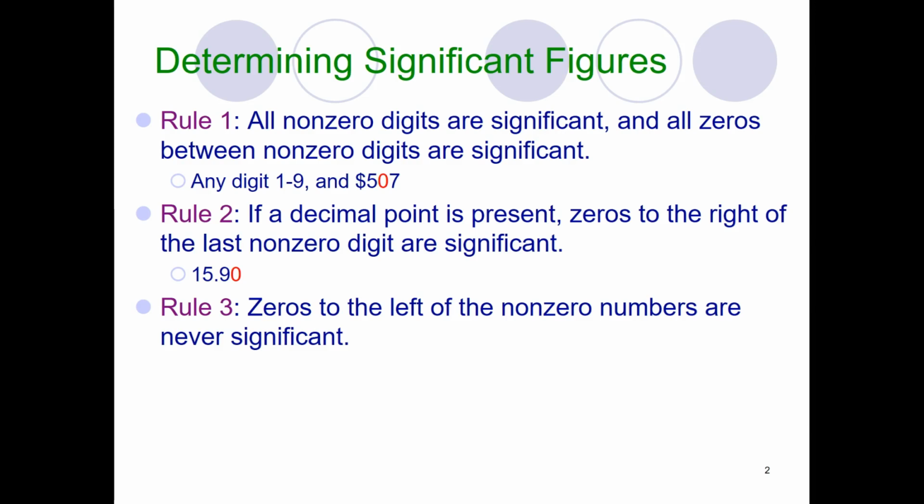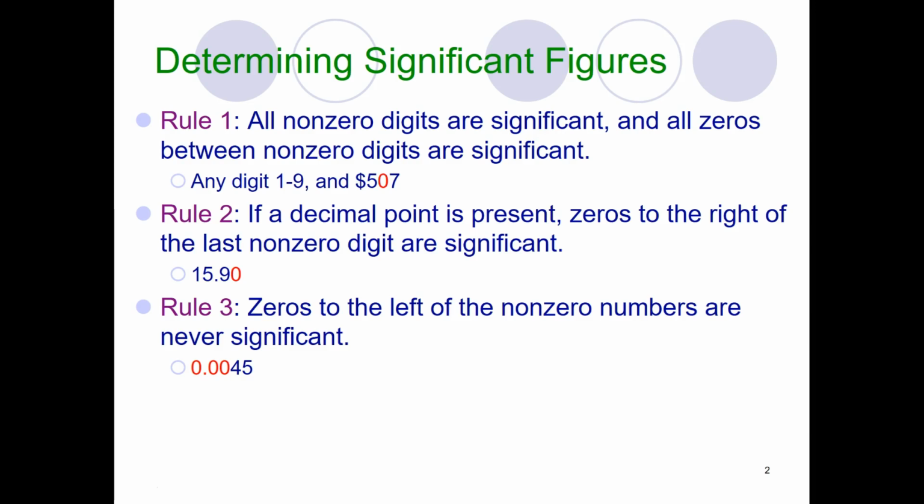Rule 3. Zeros to the left of the non-zero numbers are never significant. So zeros at the beginning of the number. Any number that starts out with 0, so numbers less than 1, like 0.0045. Those zeros are on the left, at the beginning of the number. So according to this, zeros to the left are never significant.